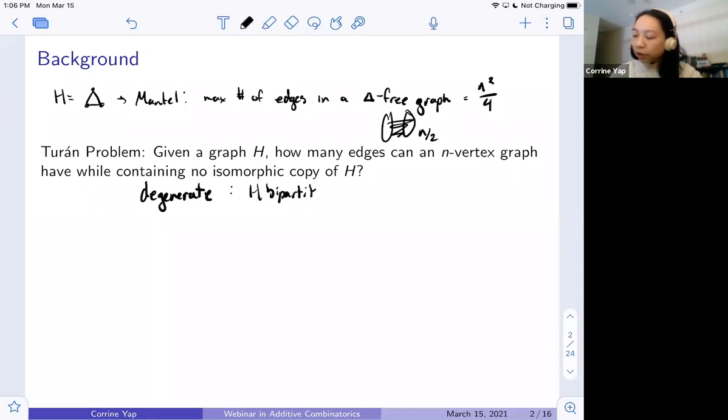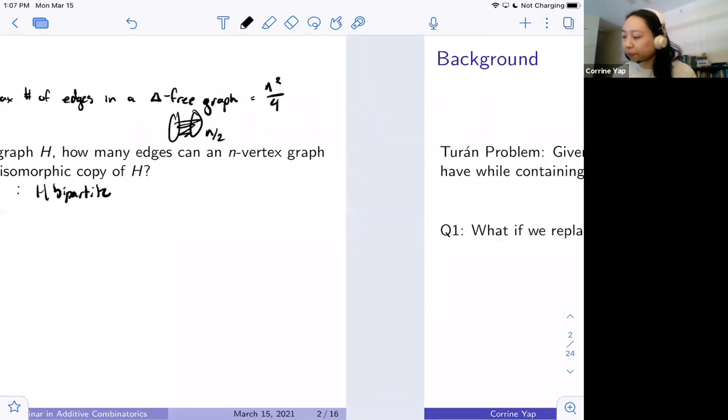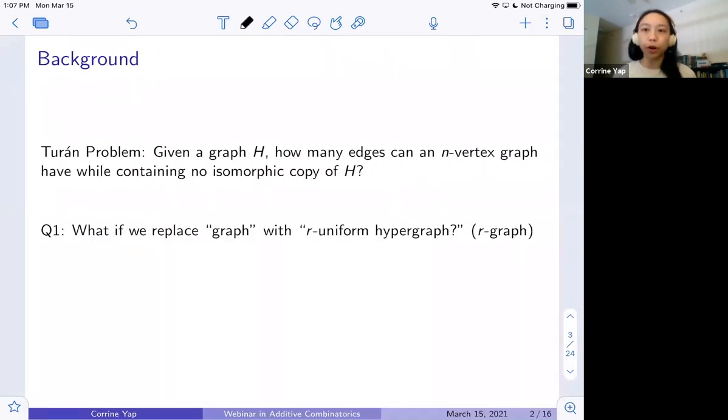A lot of work has been done on this question, but it still remains, in general, an open problem to figure out what the extremal number is for just bipartite graphs. So to keep this problem interesting, we want to see what other variants of this question we can ask. There's one pretty natural generalization to make, and that is by just replacing graph with r-uniform hypergraph.